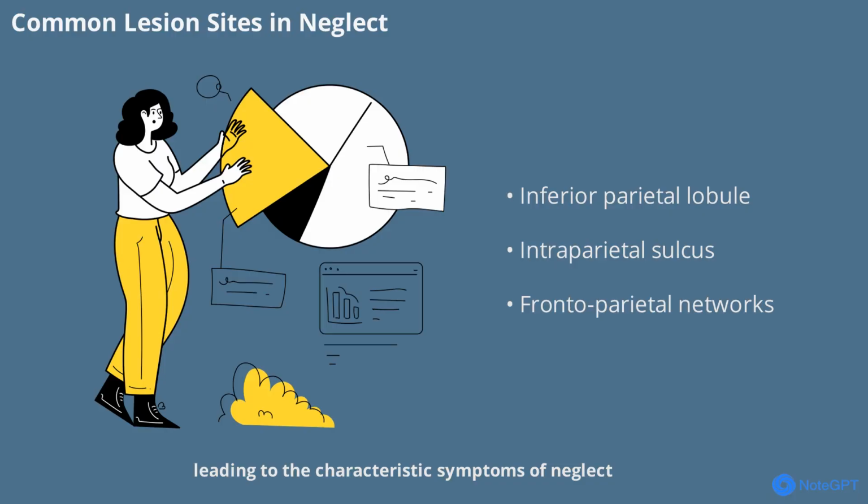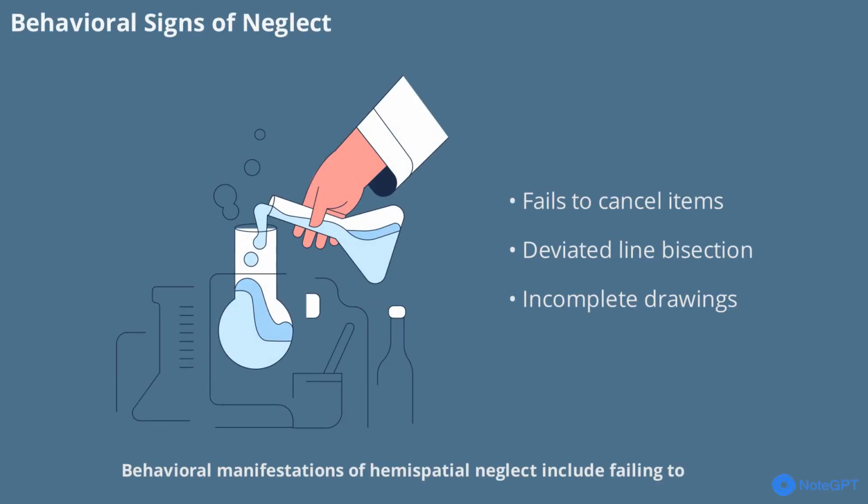symptoms of neglect. Behavioral manifestations of hemispatial neglect include failing to cancel items on the neglected side during tasks, deviated line bisection, and producing incomplete drawings, such as drawing only one side of a clock. These signs provide clear evidence of the attentional deficit and help clinicians diagnose and monitor the condition.